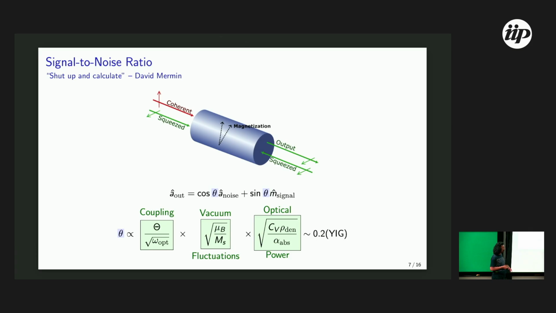For YIG, this turns out to be 0.2. So you have a signal to noise ratio of around 20%. And this is without a cavity. It's just in free space. So without a cavity enhancement, it's not terrible, at least, but it's of course probably very experimentally challenging to achieve.